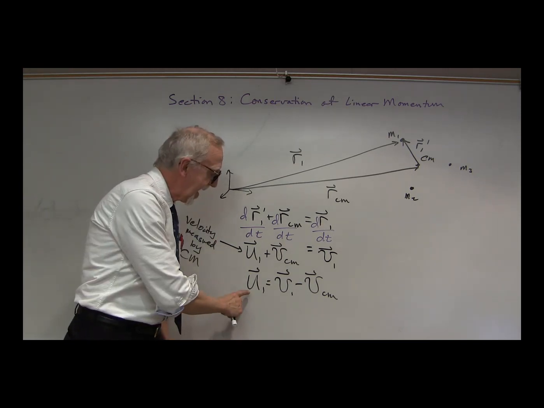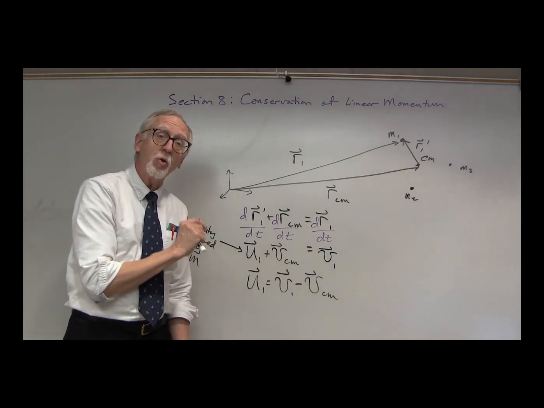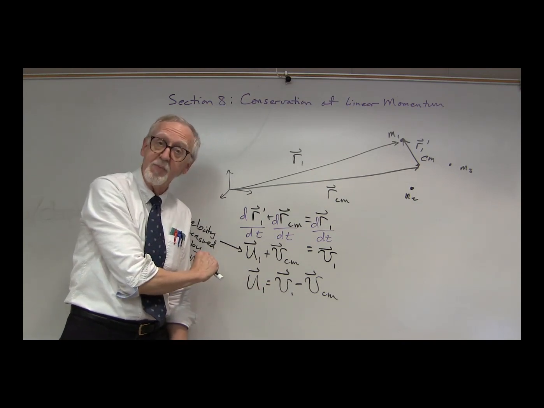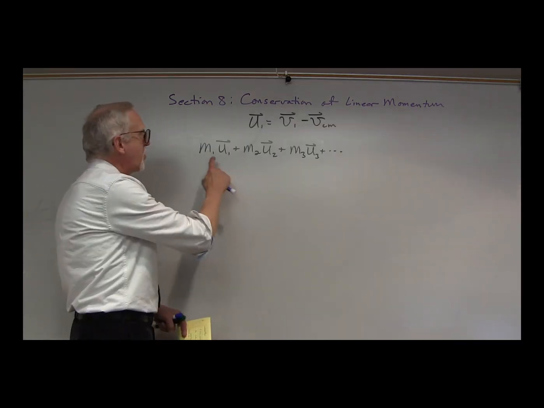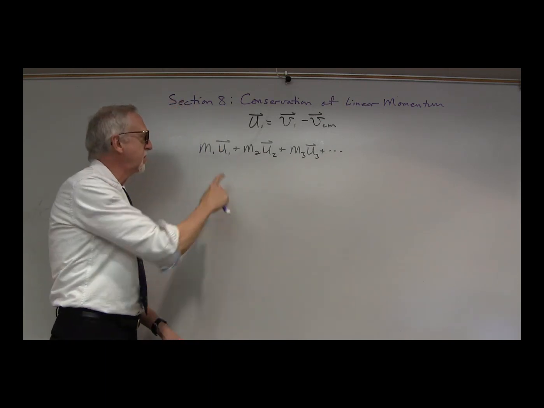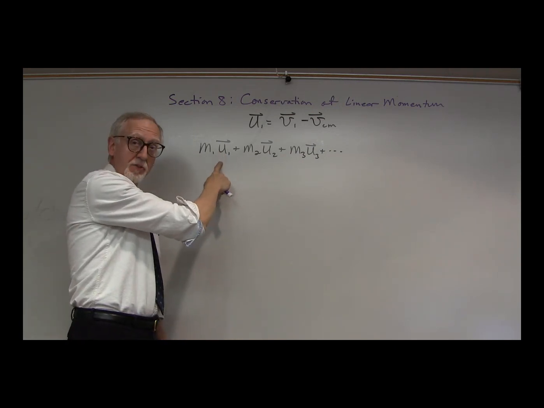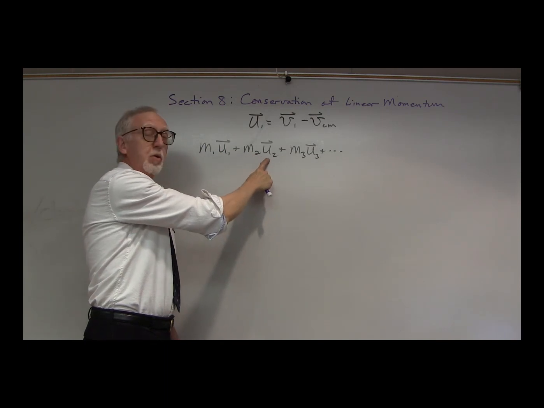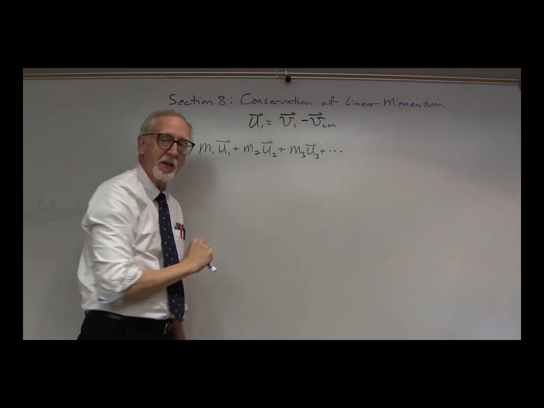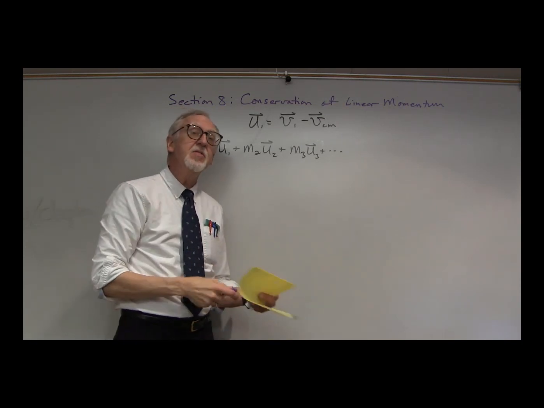Let's add up the mass times all of these velocities. In other words, what's the total momentum of the particles measured in the center of mass frame? What I want to do is calculate m1u1 plus m2u2 plus m3u3. So this is m1 times the velocity of particle 1 as measured in the center of mass frame, plus m2u2, which would be the momentum of particle 2 measured in the center of mass frame, plus et cetera, et cetera. So this is basically the momentum of the system measured in the center of mass frame.